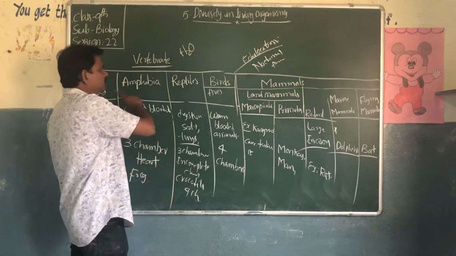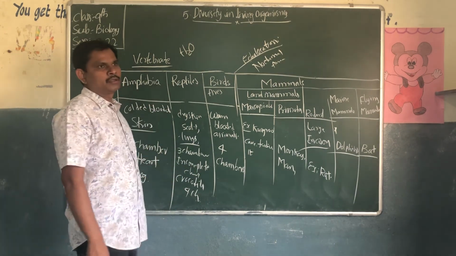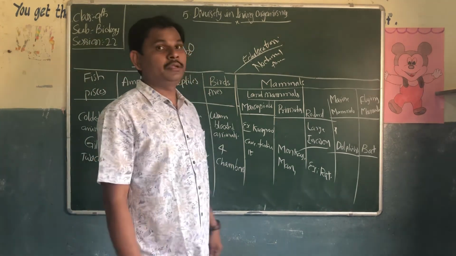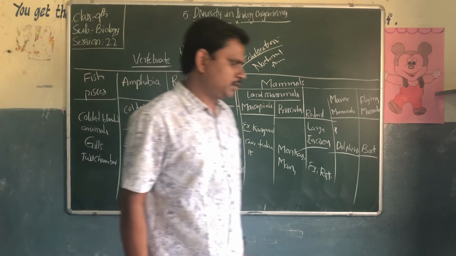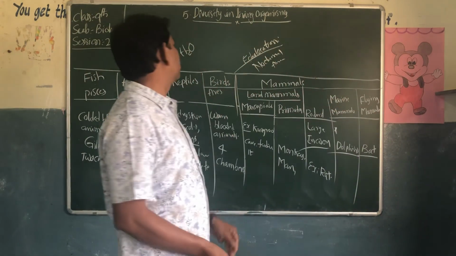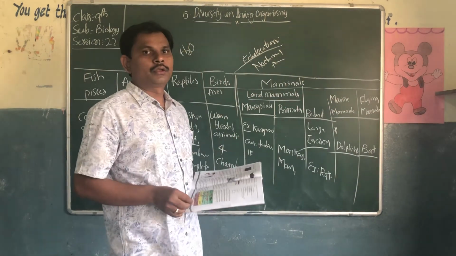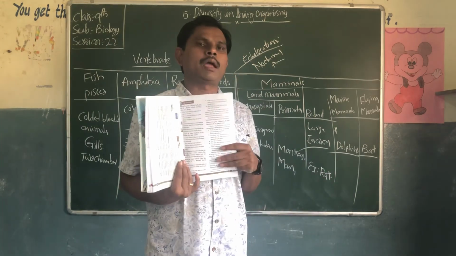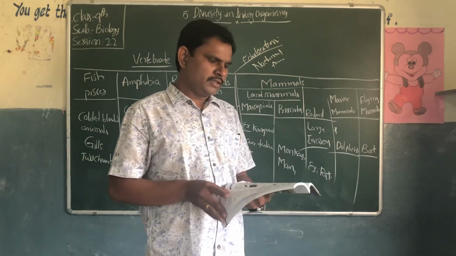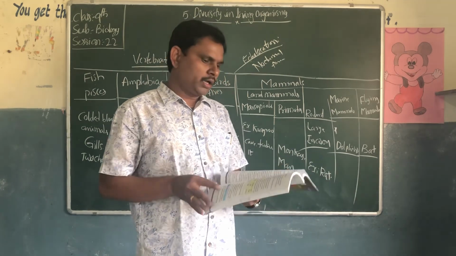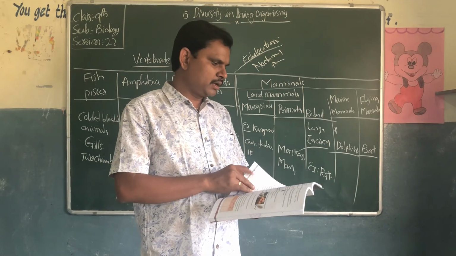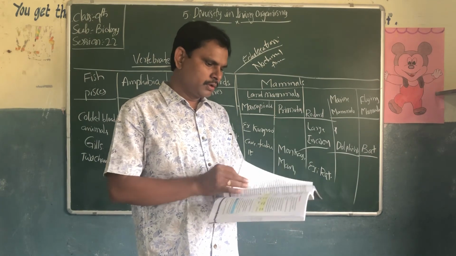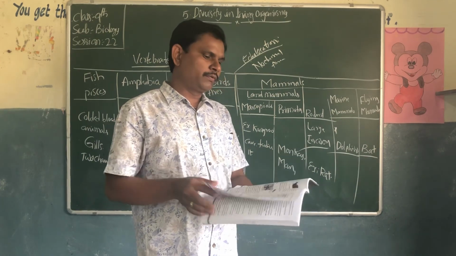Today's homework is just to read and write this table on vertebrates. We have completed this 5th unit. The remaining part is the lab activity they have given, which is not important. So we have completed the 5th unit.